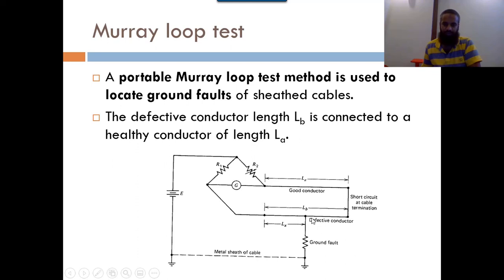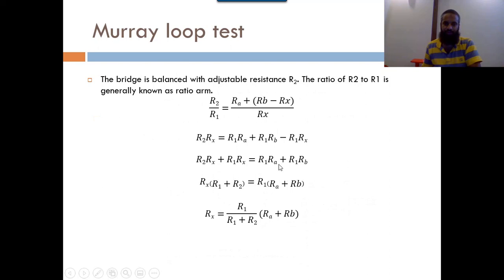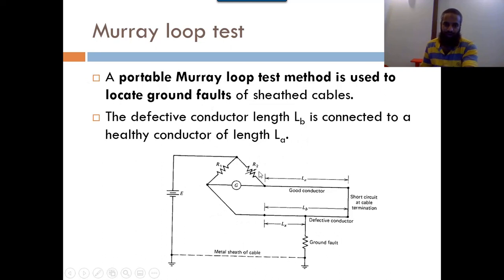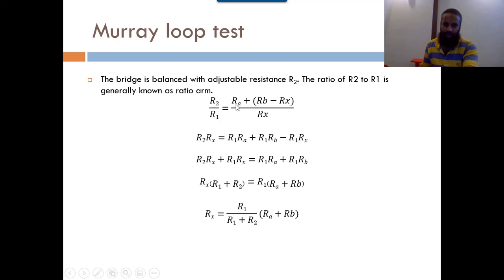Based on these three values we can calculate the fault. So the mathematical formula of the system would be R2 over R1. If you see this figure, we have R2 and R1. The ratio between R2 and R1 should be equal to the ratio between these two resistances. So the ratio between R2 and R1 is equal to RA plus RB minus Rx.